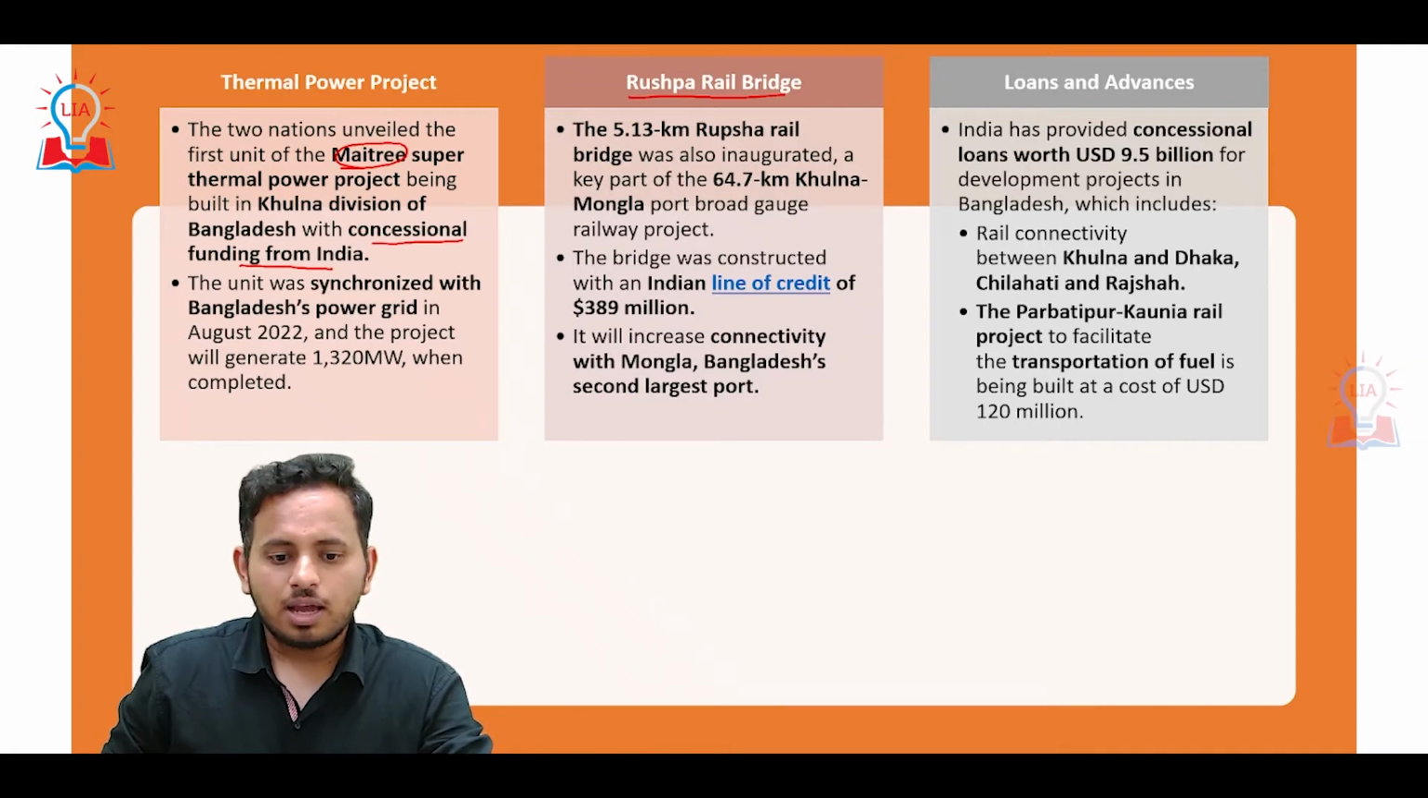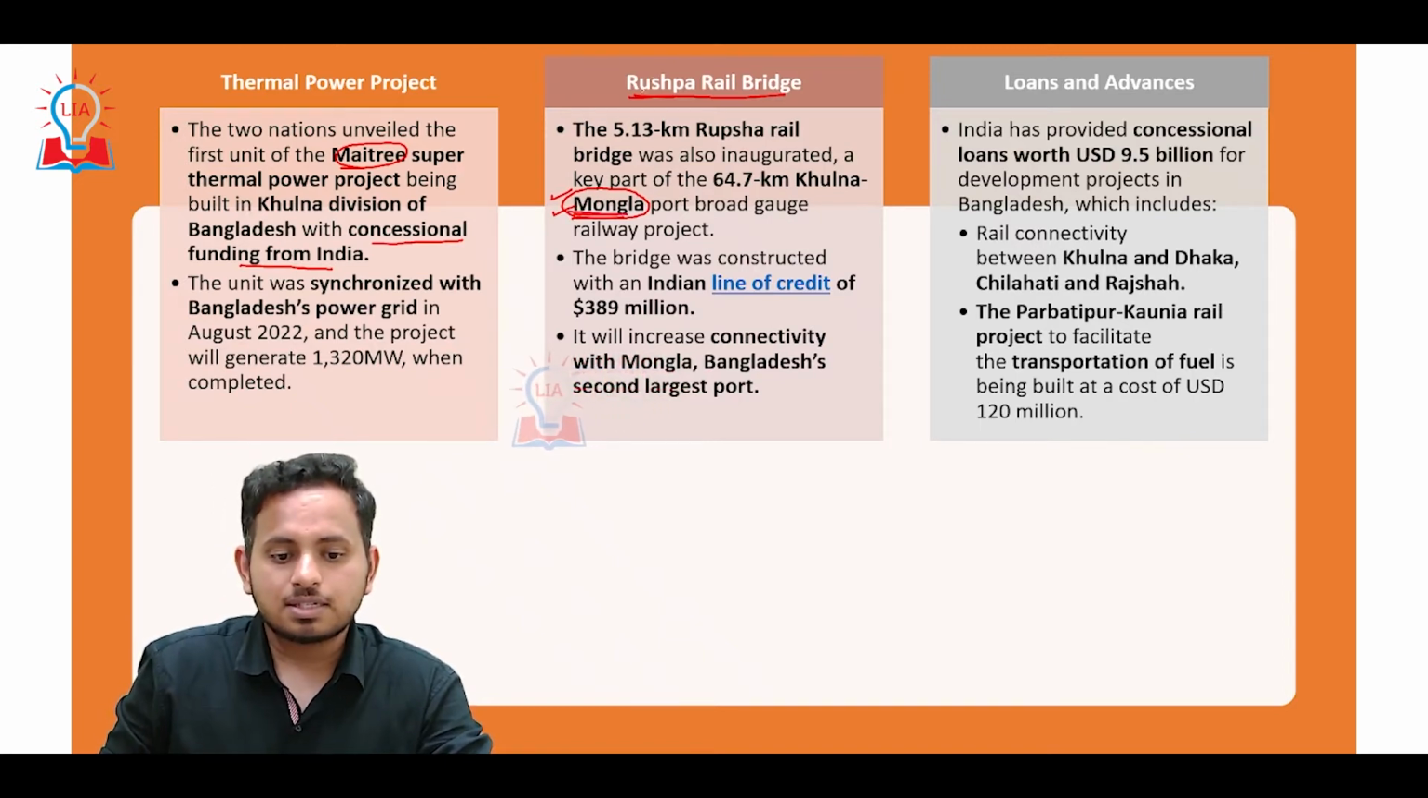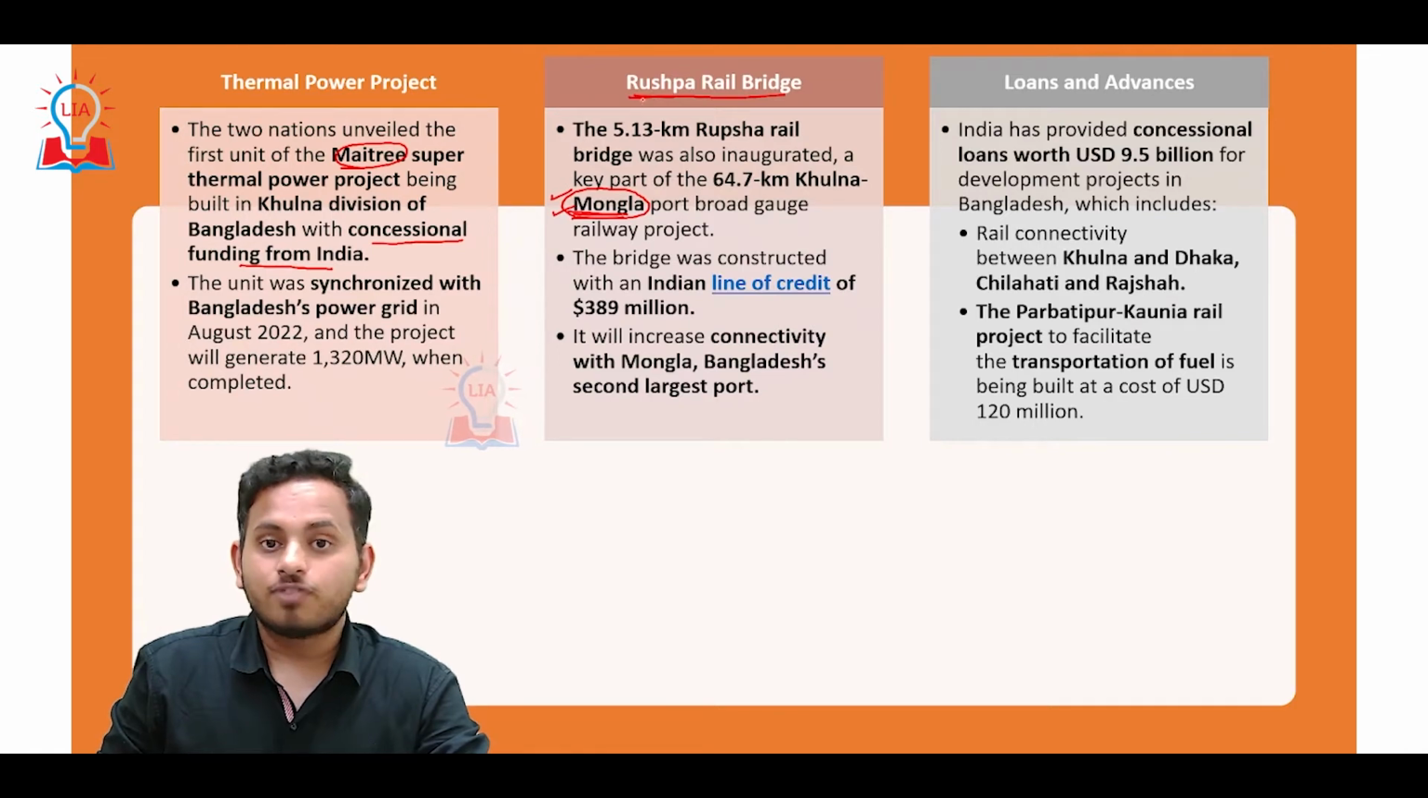See, very important. This Rupsha Rail Bridge is very crucial because it connects the second largest port in Bangladesh, Mongla. This is the second largest port apart from Chittagong. Through this Rupsha Rail Bridge, Mongla port would be easily accessed. India is urging Bangladesh to use Indian ports instead of Singapore and Malaysian ports, and construction of this bridge by India, funded by India, will be very crucial in the coming days.